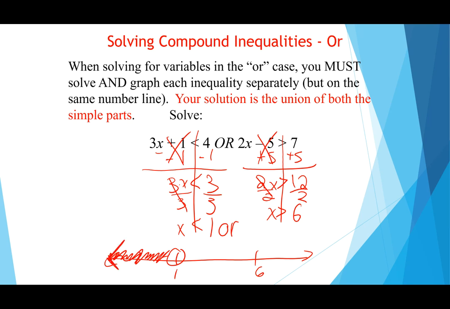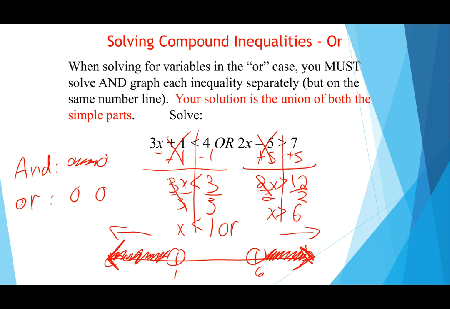And x is bigger than 6 means it's an open circle on 6. We shade the right side because it's bigger than 6. So again, "or" inequalities will always go opposite ways, and "and" inequalities will always be shaded in the middle. So that's something to keep in mind. Your graphs for "and" will always be shaded in the middle, and for "or" inequalities, your graphs will always be shaded in opposite directions. So just keep that in mind.